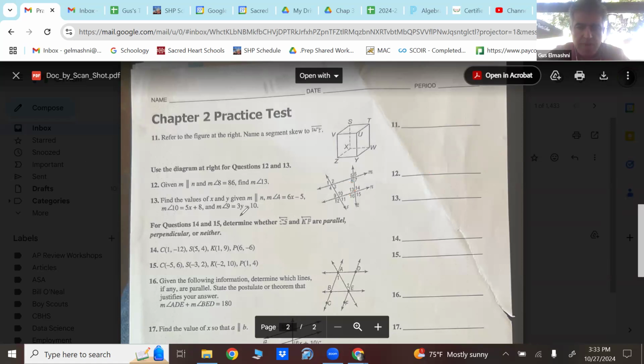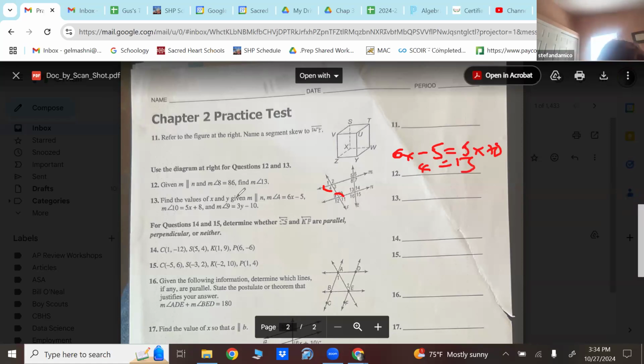Angle 4 is 6x minus 5. Angle 10 is 5x plus 8. So those are going to be the same. They're alternate interior angles. They're interior, but they alternate sides. So x is 13.